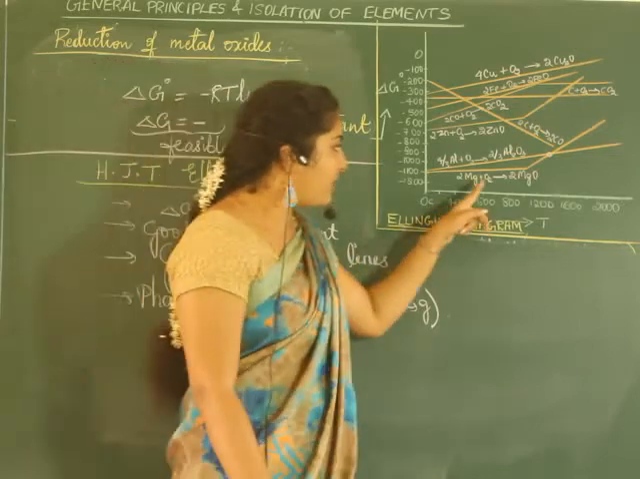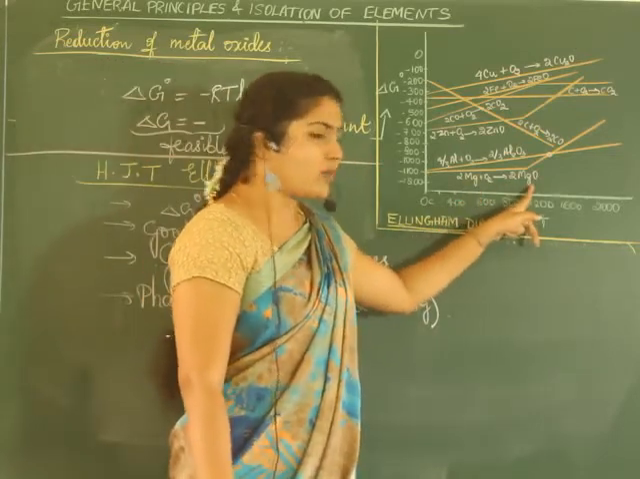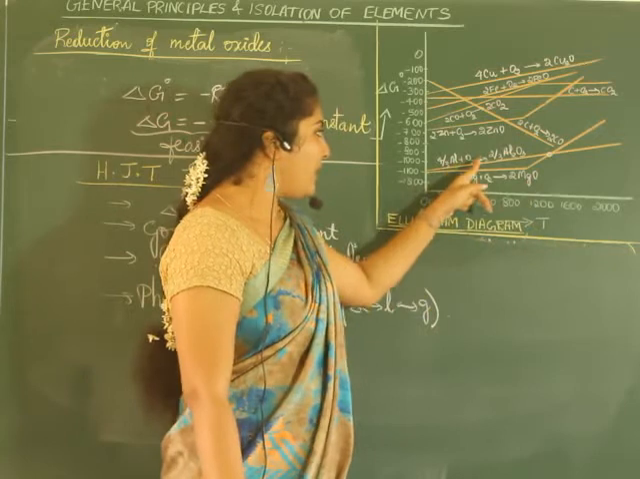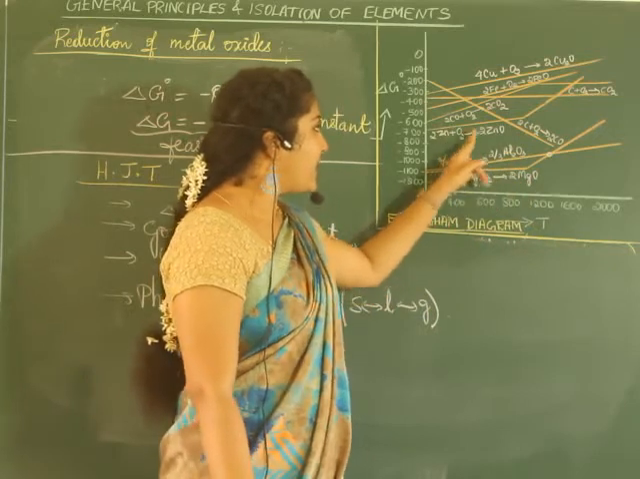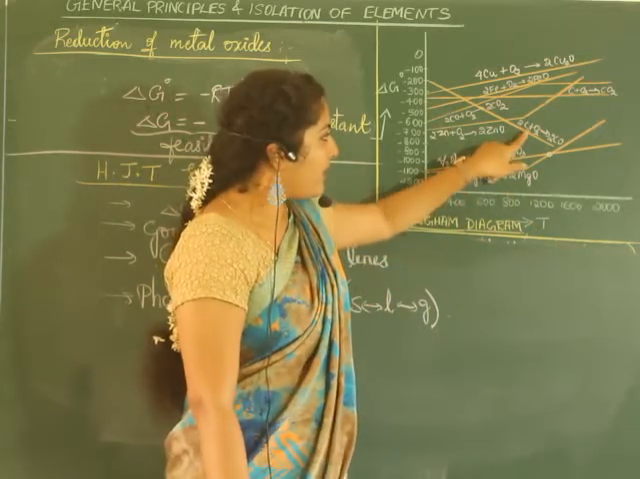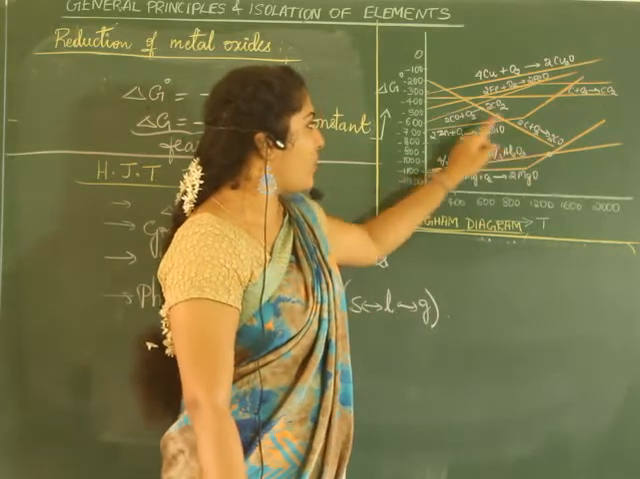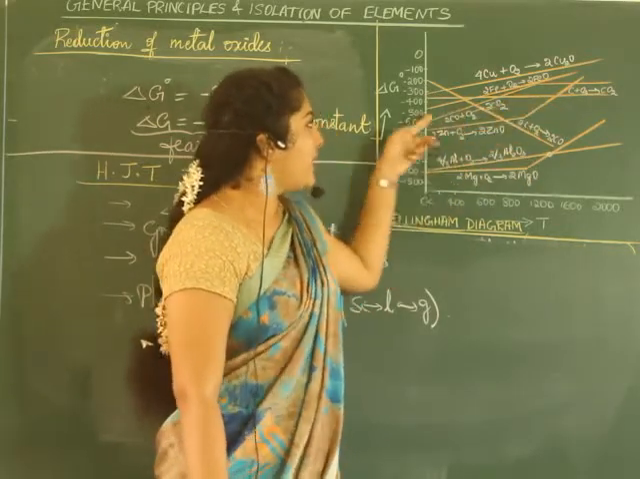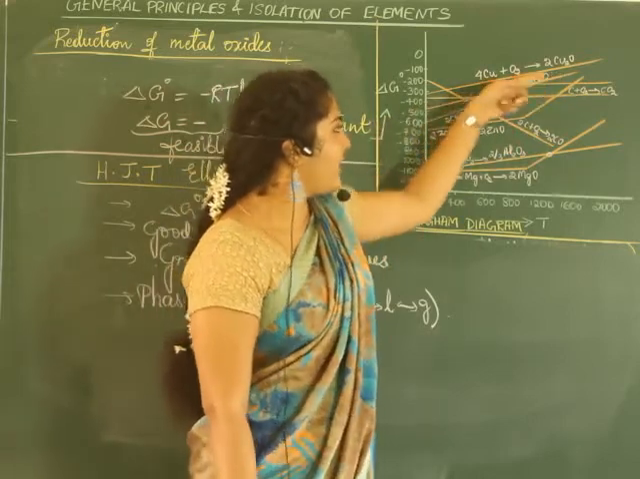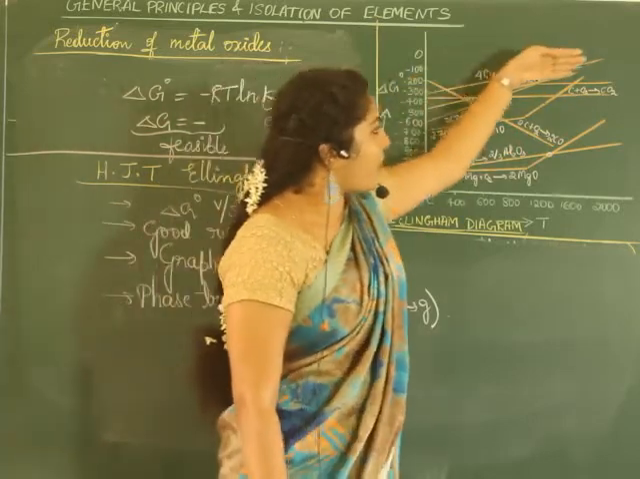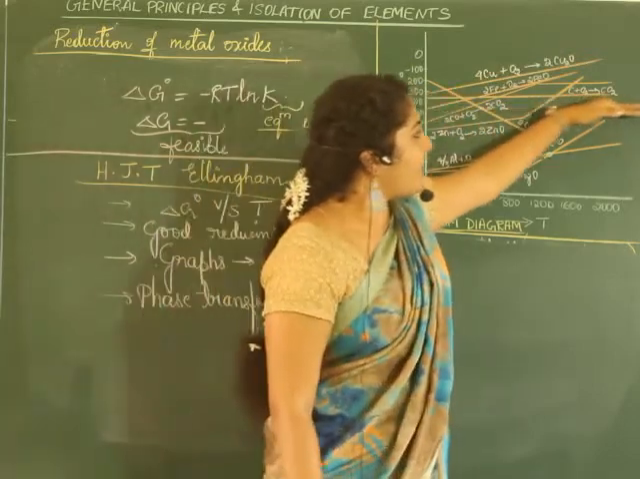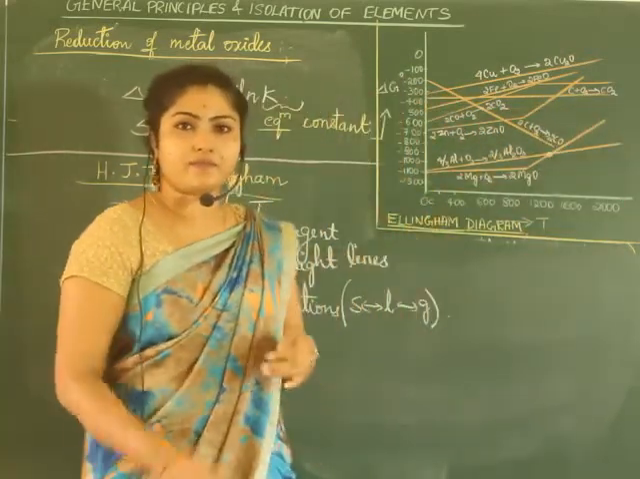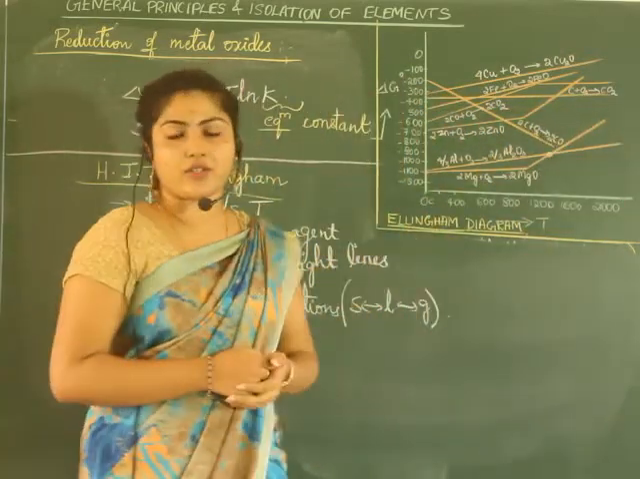See here, this is for magnesium getting converted into magnesium oxide. This is aluminium into aluminium oxide, zinc to zinc oxide. Here is the carbon to carbon monoxide to carbon dioxide curve. This is the iron oxide curve. This is the copper oxide curve. This is the carbon dioxide curve. Few important ones are mentioned here.